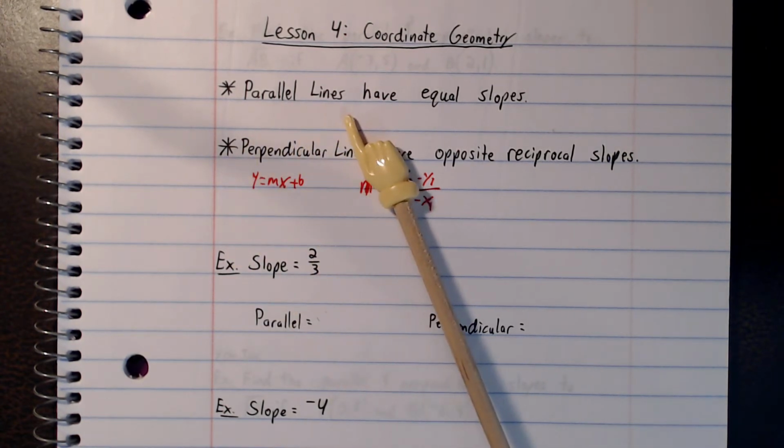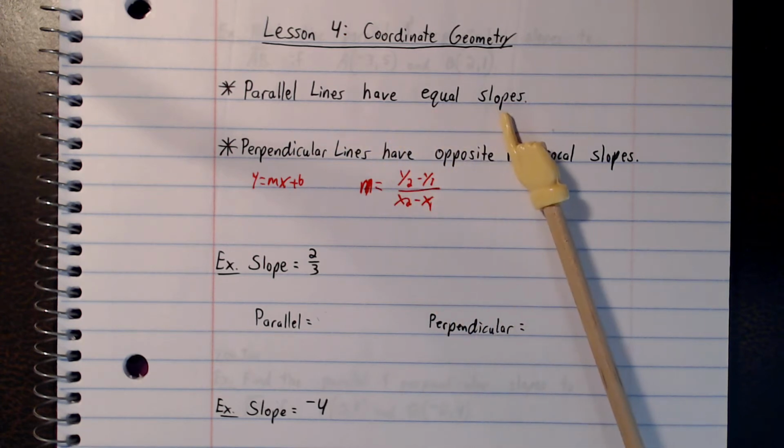Parallel lines are lines that have equal slopes. So it doesn't matter what that slope happens to be, it's going to be the exact same thing.